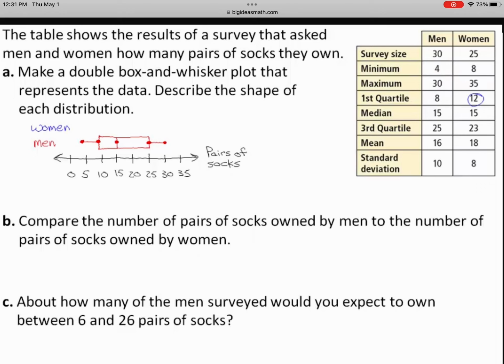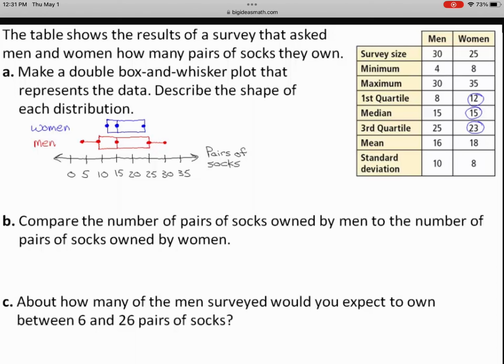Notice that the first quartile is 12, so plot a point at 12. Then notice that the third quartile is 23, so plot a point at 23. Then use the first quartile and the third quartile to draw a box. Next, notice that the median is 15, so plot a point at 15 and draw a line through the median.